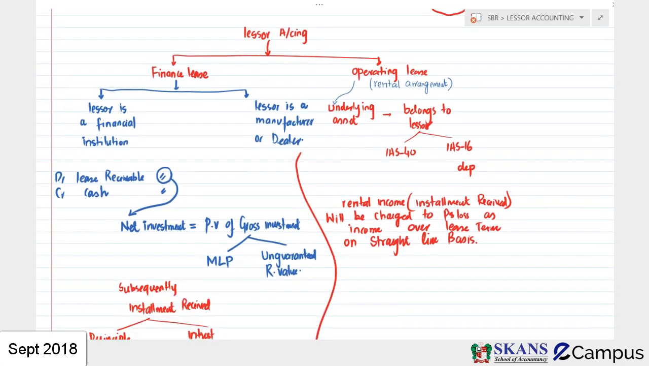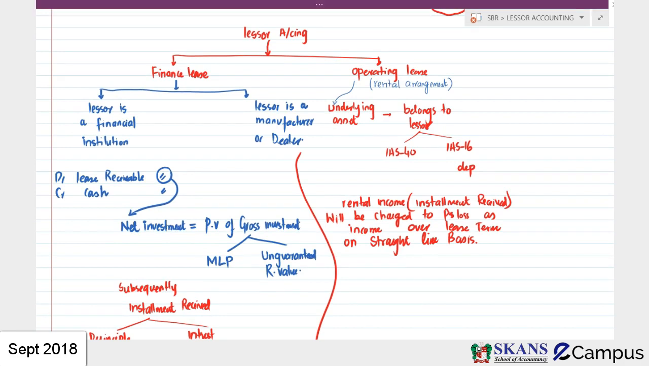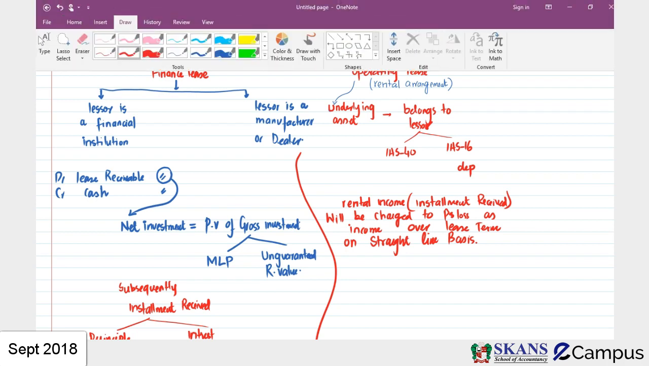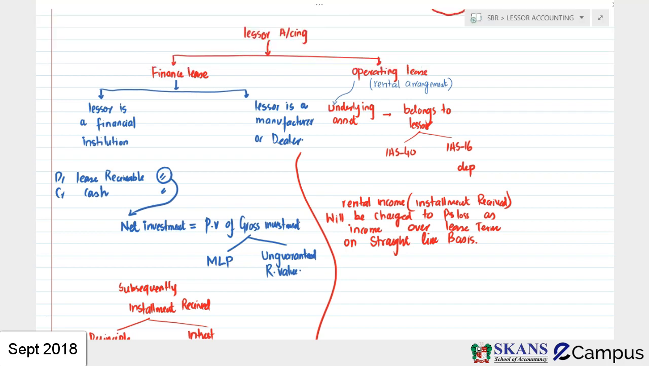Now, what is the treatment of rental income, the installments received? It will be charged to P&L as income over the lease term on a straight line basis. On a straight line basis. So this is important: on a straight line basis. So any income received will be treated accordingly.